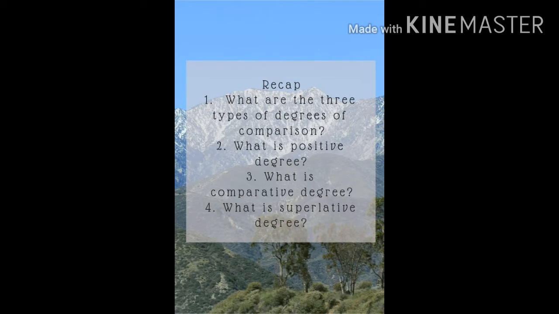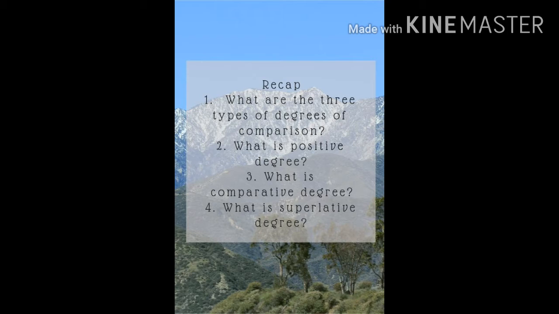Now let's take a quick recap. There are 3 degrees of comparison. What are the 3 degrees of comparison? Yes, positive degree, comparative degree, and superlative degree. Okay, what is positive degree? Positive degree is used to refer to one object, person, or place. How do you find out positive degree? You find out positive degree by using as plus adjective plus as in a sentence.